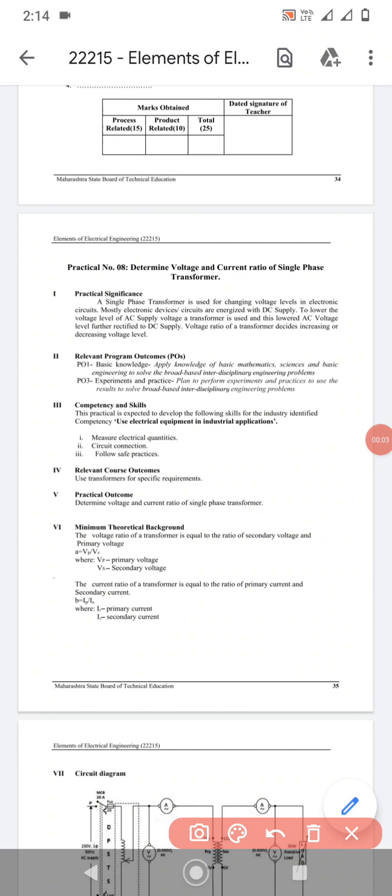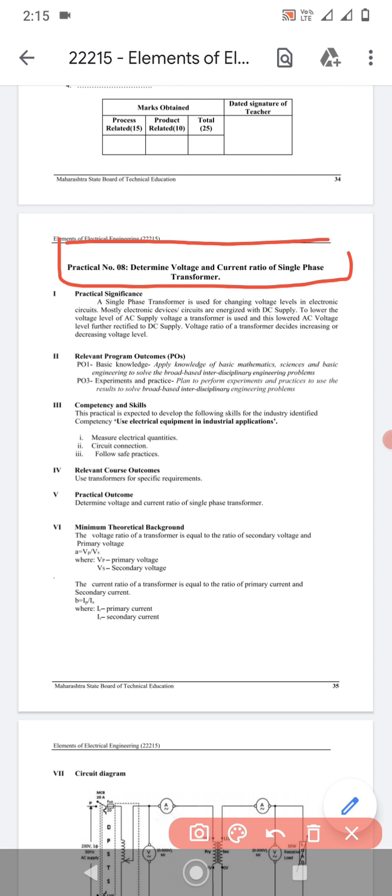Today we are going to perform practical number 8, that is, determine voltage and current ratio of a single phase transformer. Okay, so what is meant by a single phase transformer? A single phase transformer is used for changing voltage level in an electronic circuit.